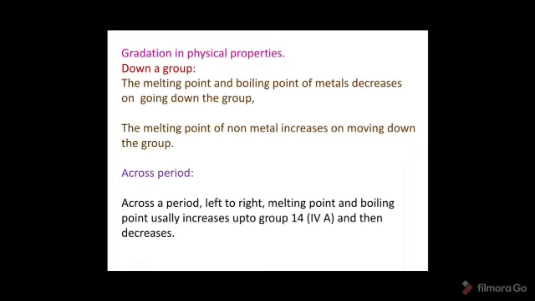Gradation in physical properties. Down the group, the melting and boiling points of metals decrease on going down the group. The melting point of non-metals increases on moving down the group. So they are oppositely related. Across the period, melting point and boiling point usually increase up to group 14 and then decrease.